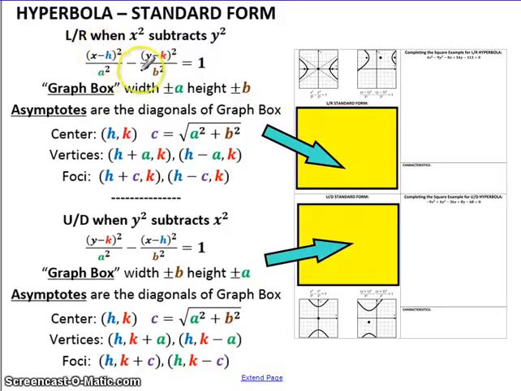In this case, it doesn't matter about the relative sizes of a and b. One can be bigger than the other, doesn't matter. We're going to have a graph box again. We're going to have this C thing. Notice the equation's a little bit different. And vertices and foci.